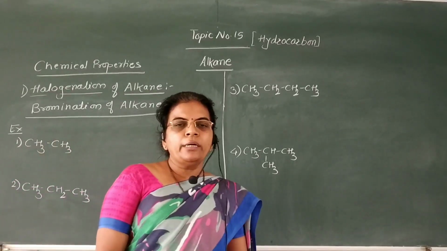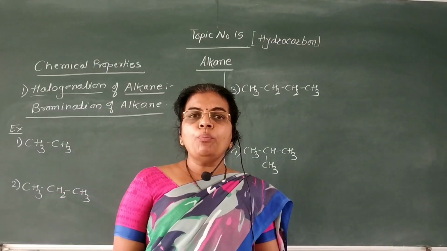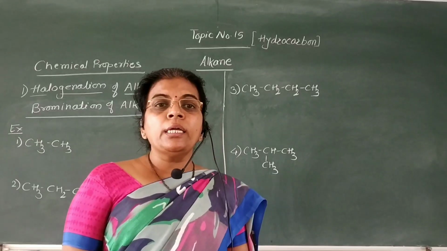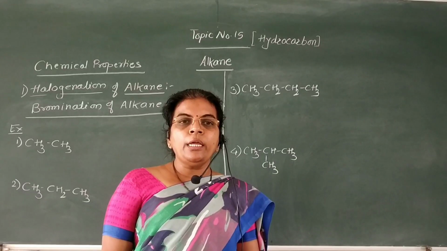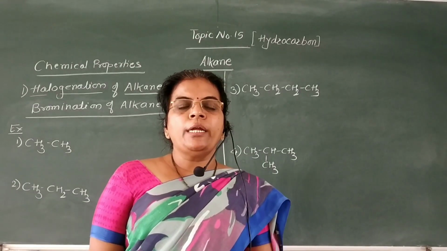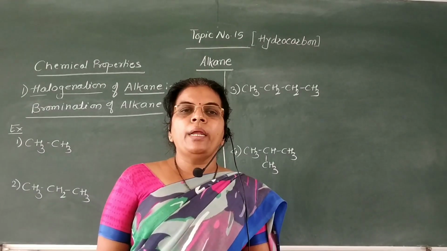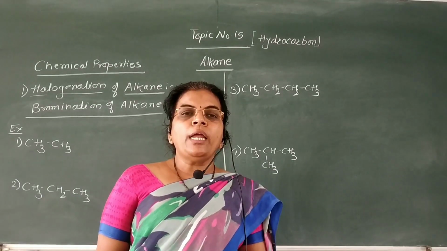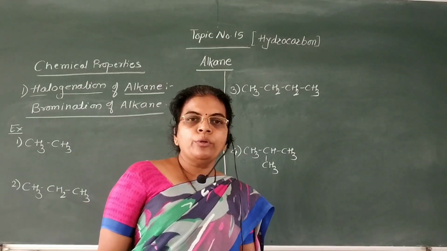Now we have seen the examples of chlorination of alkanes. Now we are going to see examples of bromination of alkanes. Like chlorination, when alkanes undergo bromination in presence of ultraviolet rays, then here also the tertiary hydrogen atom, the hydrogen atom which is bonded to a tertiary carbon atom, is more reactive than the hydrogen atom which is attached to a primary or secondary carbon atom. Now we are going to see the reaction.